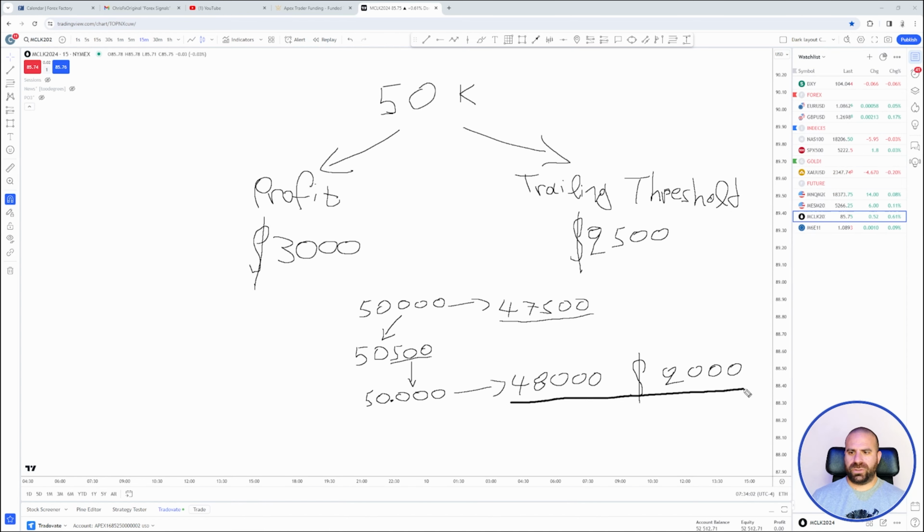Actually, the trailing drawdown, you have to be aware of it, okay? In the very same way, if you go ahead and make, let's say, $52,000 and you close all the profits, now the trailing threshold is going to go $2,000 up. So now your trailing threshold will be at 49,500. So be aware of those things. They are very, very important.